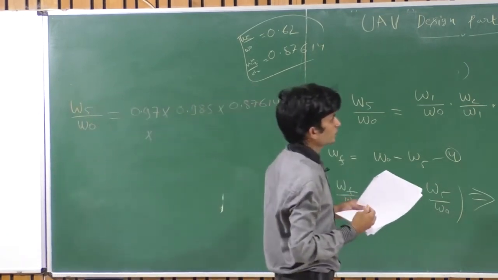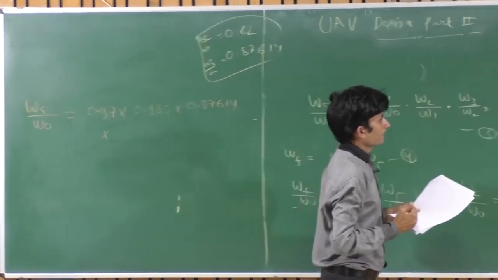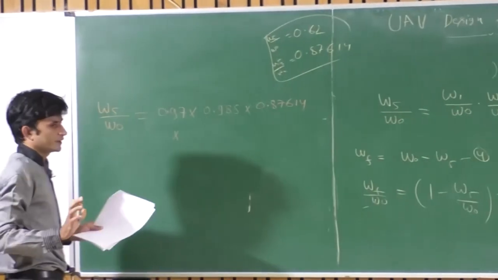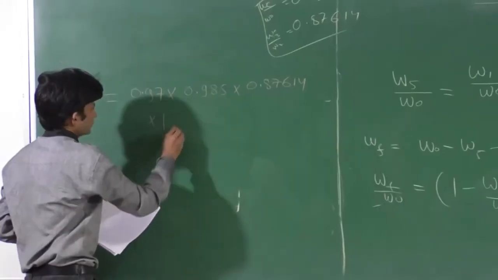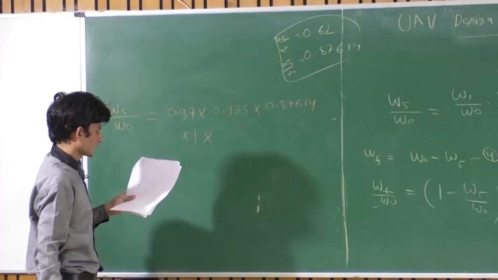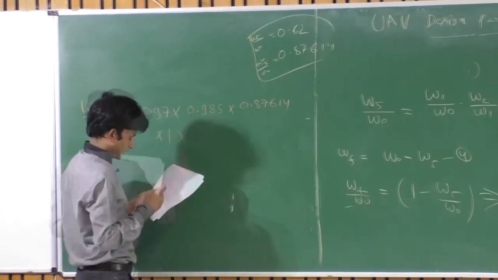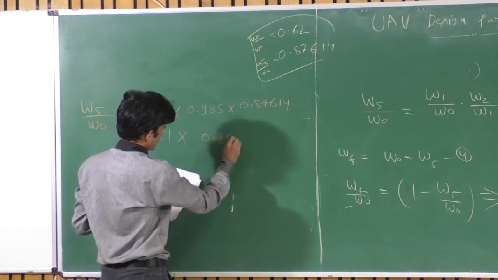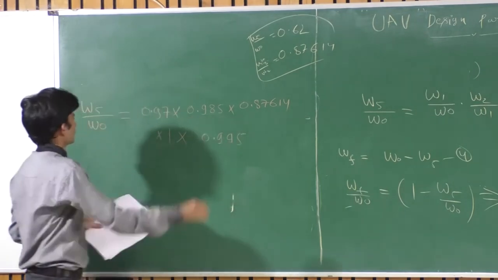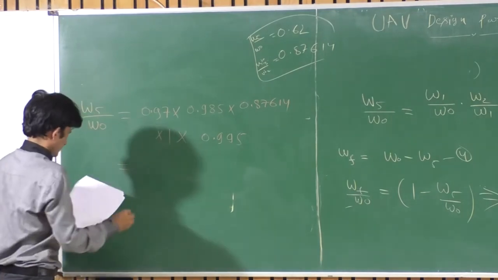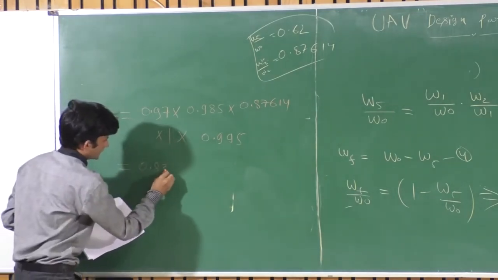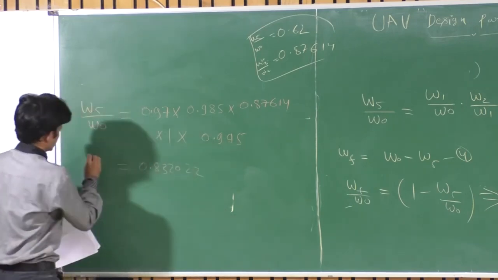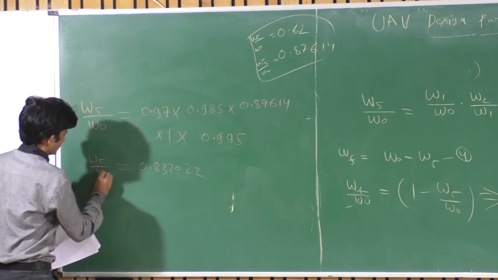So W4 by W3 means at descent, you are not consuming any fuel. In reality, you will consume some fuel. As of now, just consider one. Negligible, not exactly one. And W5 by W4 in landing, 0.995. So if you multiply, you will get 0.832022. This will be the W5 by W0.